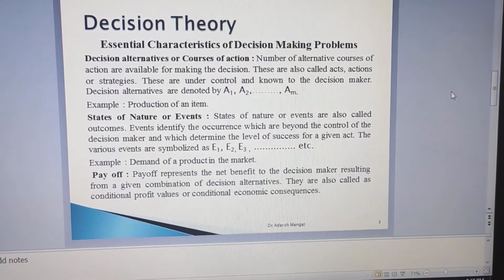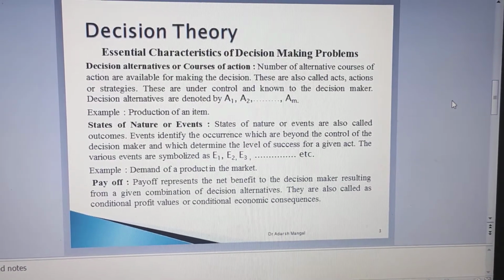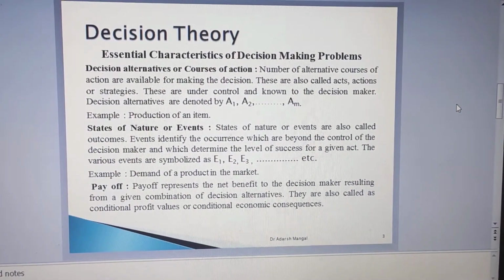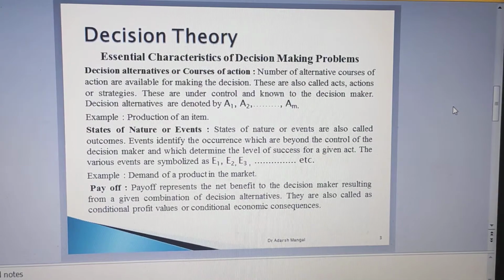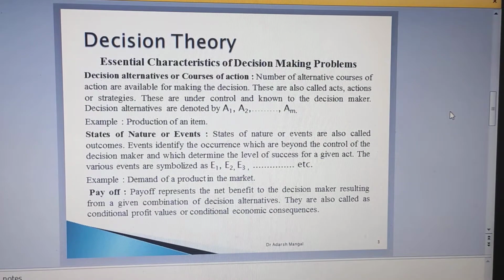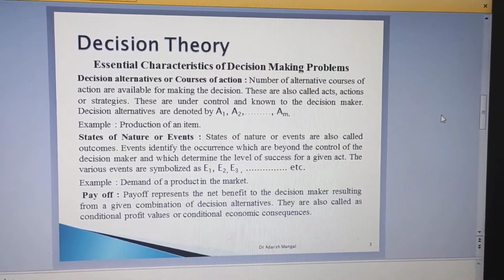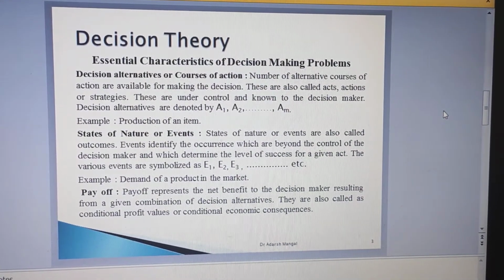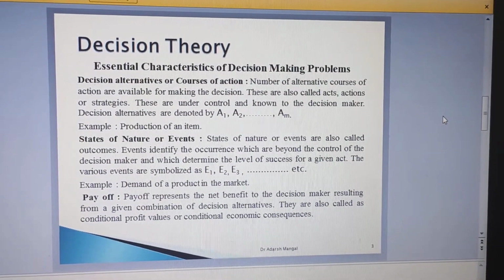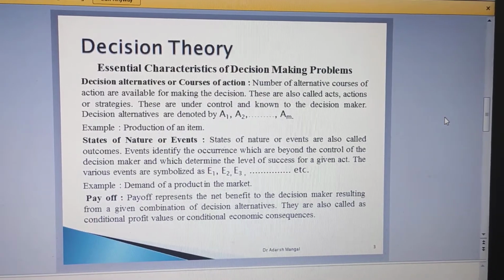States of nature or events. States of nature or events are also called outcomes. Events identify the occurrences which are beyond the control of the decision maker. Demand of a product is beyond the control of the decision maker. Demand may be reduced, demand may be hiked, which determines the level of success for a given act. The various events are symbolized as E1, E2, E3 up to En, etc.